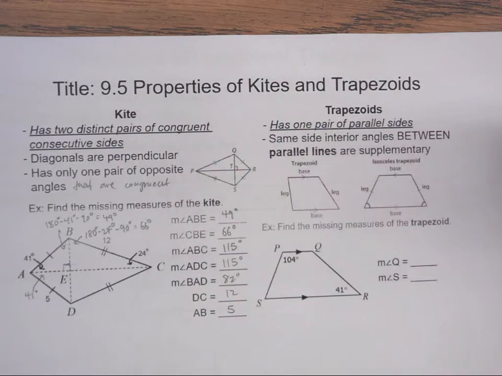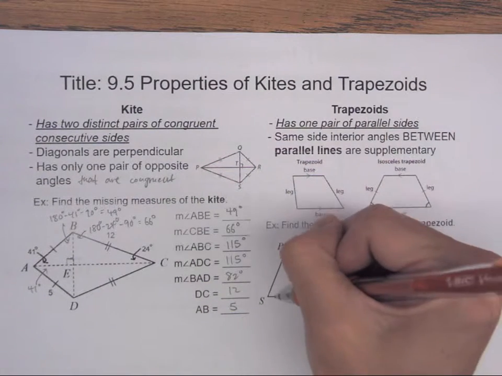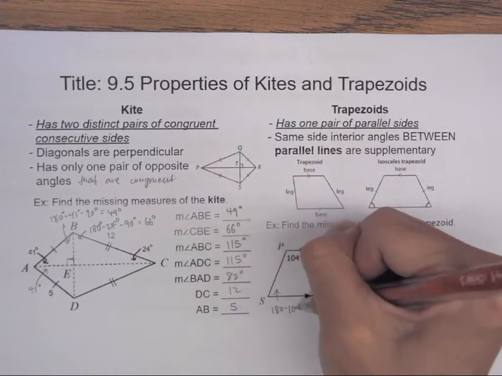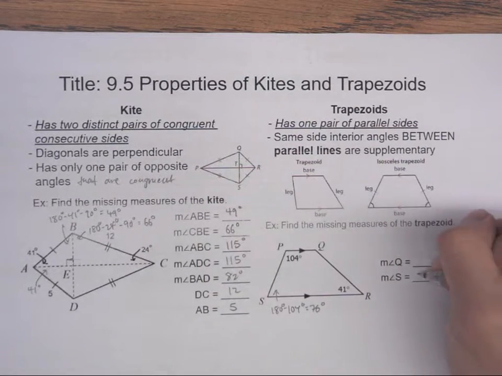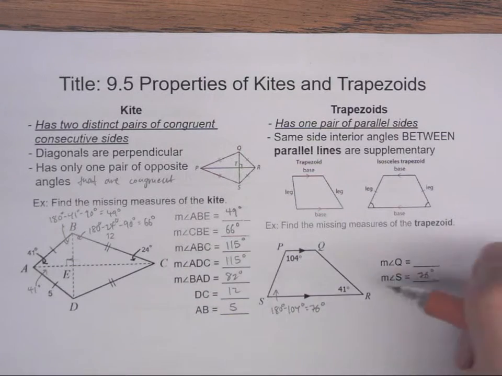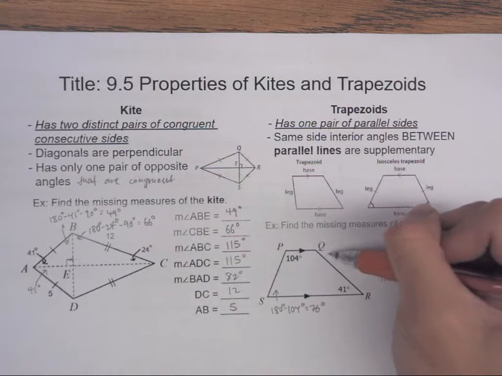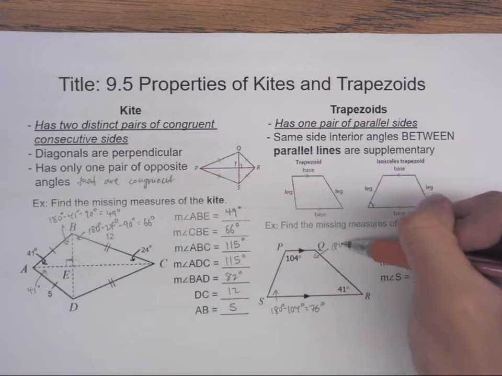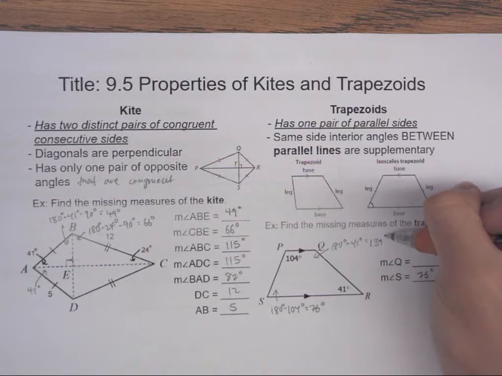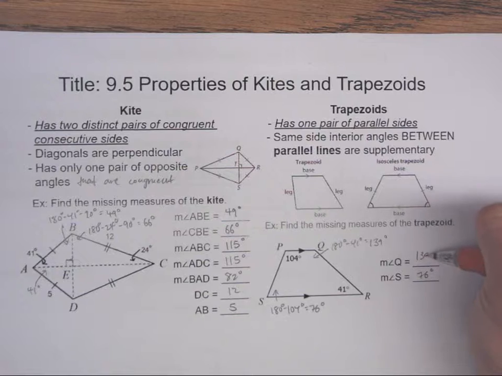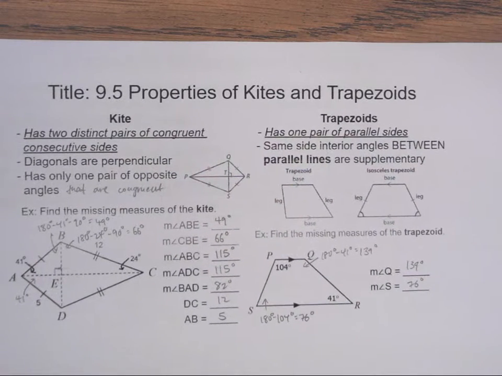Okay, so this part says find the missing measures of the trapezoid. So basically, this is just 180 minus 104, and that is 76 degrees. So that means the measure of angle S is 76 degrees. Measure of angle Q, this one here, is just 180 minus 41, and that is 139. So the measure of angle Q is 139 degrees. Yep, that is pretty much it for that one.